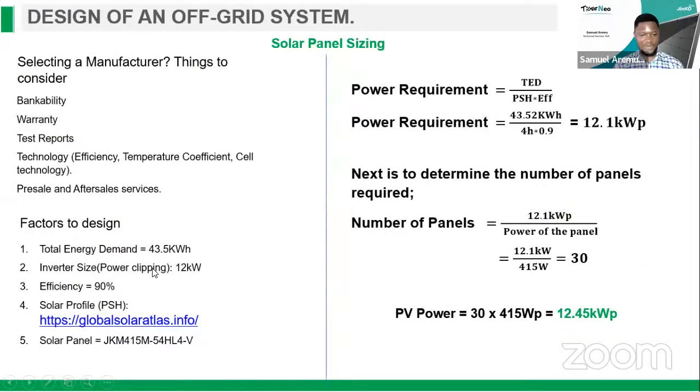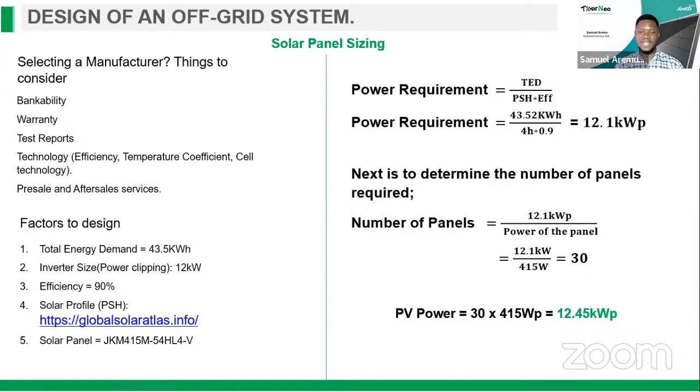So we have that as well. And that size is, like I said, power clipping is very important. For example, let's say you have a solar size of 20 kilowatt peak. That is a solar PV size, 20 kilowatt peak. And what is actually 8 kilowatts.